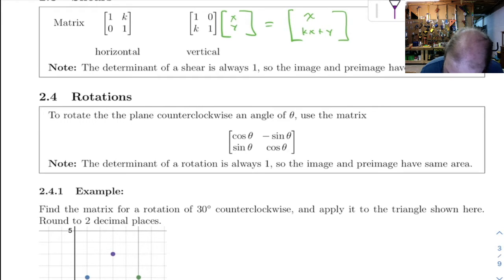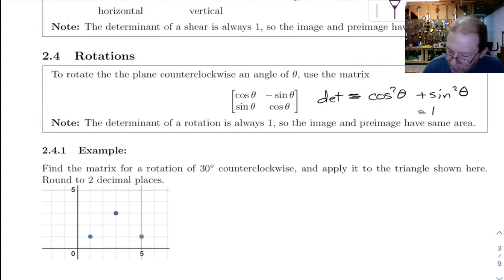Also, if we take the determinant of this, it's going to be cosine times cosine, and then minus negative sine times sine. So you get this, which is identically equal to 1.